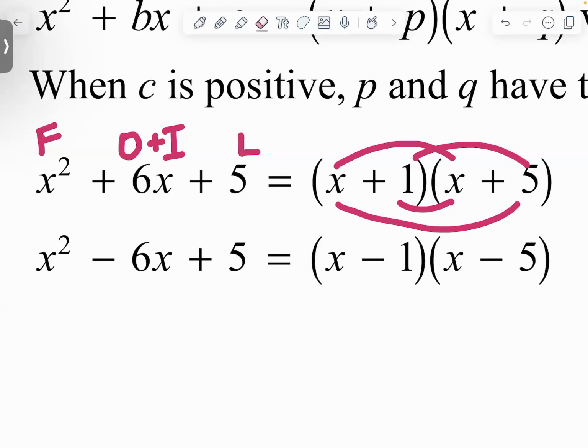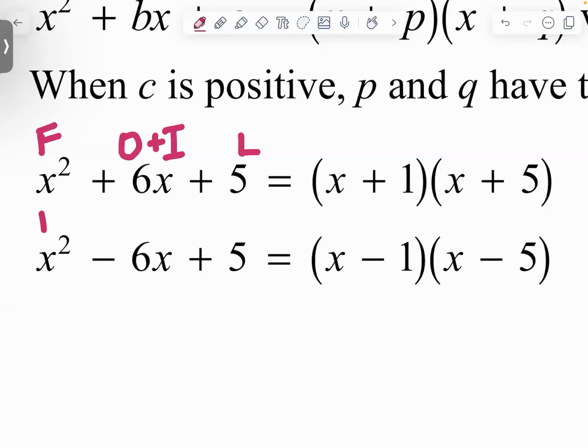You should know if you have the right answer because you can FOIL it out and make sure it's the same. Okay. Now, something that you noticed, if we have this constant term, if it's positive, that means both of these signs are going to be the same. Okay? Because a negative times a negative is a positive, and a positive times a positive is a positive. How do we know if they should be both positive or both negative?